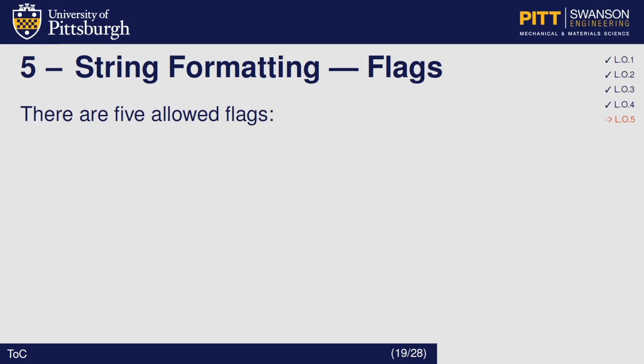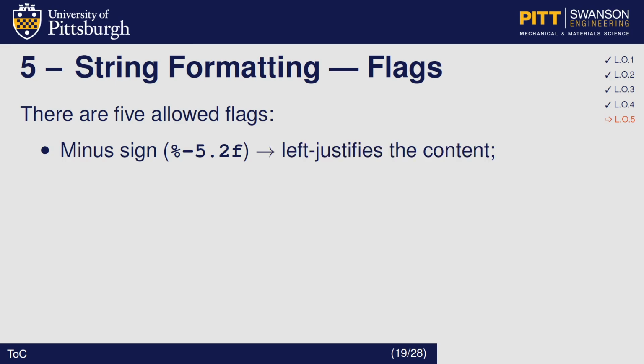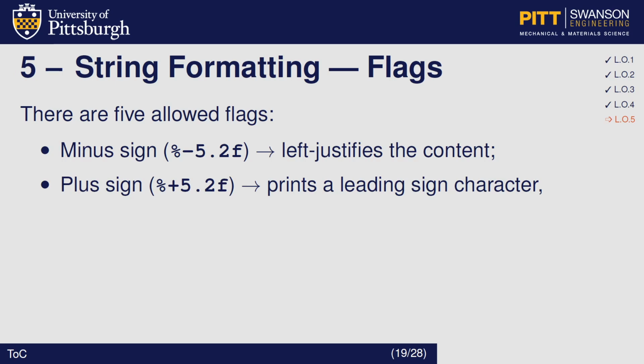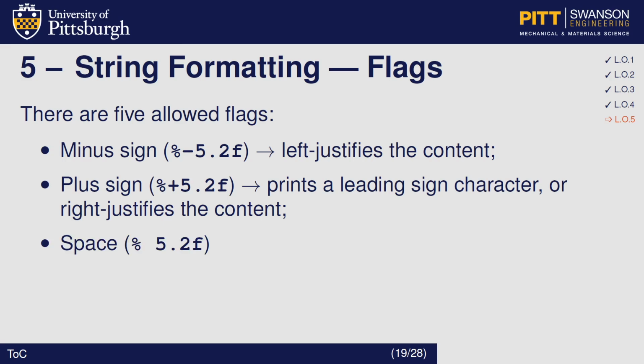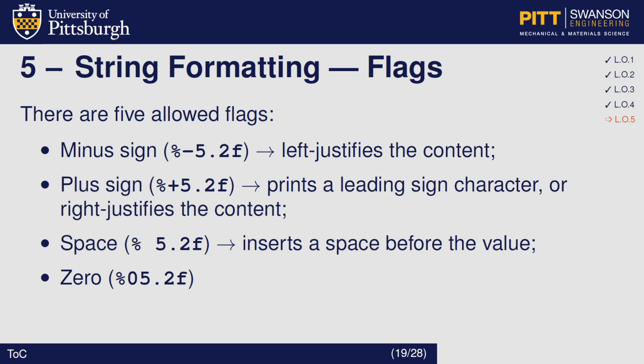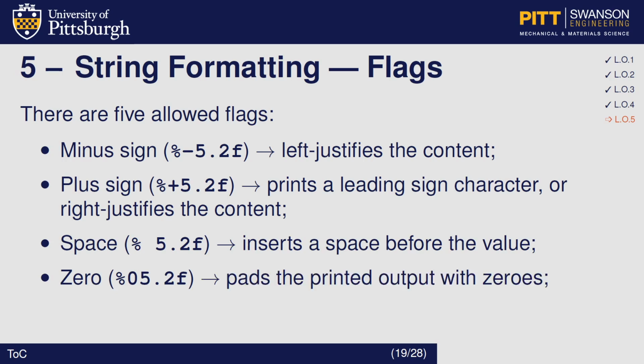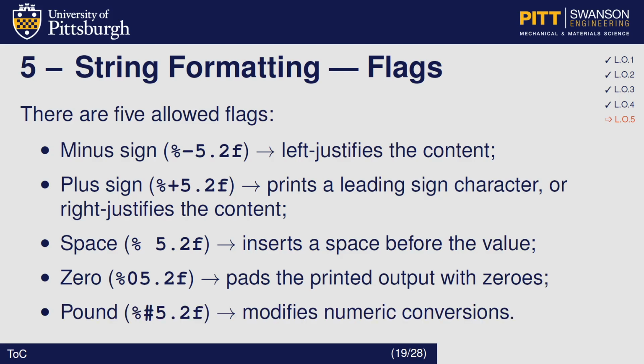There are 5 allowed flags. The minus sign left justifies the content. The plus sign either prints a leading sign character or it right justifies the content. A space inserts a space before printing the value. A 0 will pad the printed output with zeros instead of blank spaces, and the pound modifies some numeric conversions.